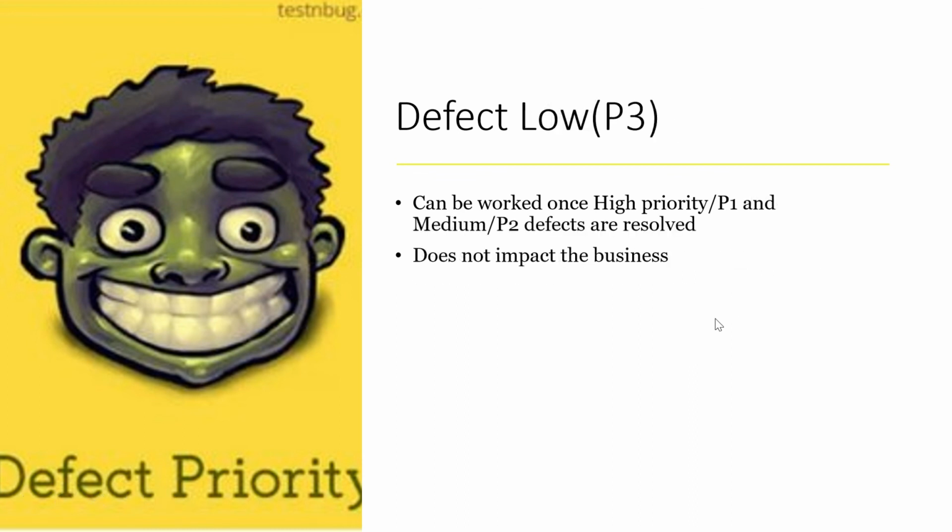Now going to low priority. It can be worked once high priority and medium are resolved, and it does not impact anything. As I said, in our terms and conditions page, if I have a content issue or alignment issue, those are going to be very low priority defects. So did you people understand the difference between severity and priority now?